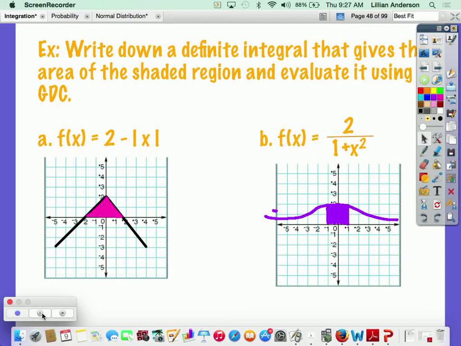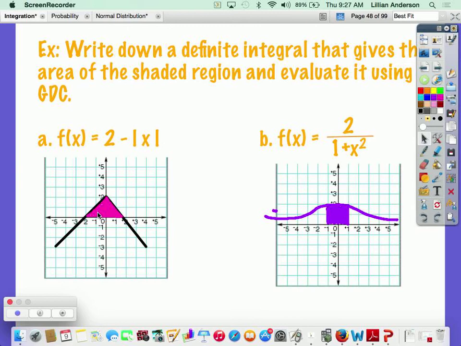All right, so we're going to write down the definite integral that gives the area of the shaded region, and then we're going to evaluate it using our graphing display calculator. That's what GDC stands for. Here's our first function: 2 minus the absolute value of x. And you see our shaded region right in here.